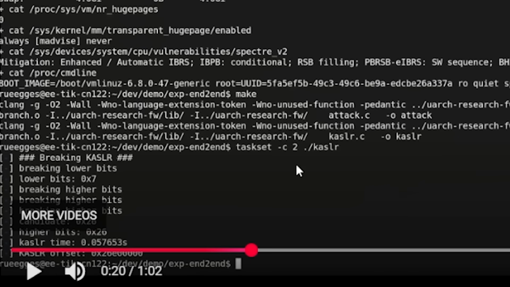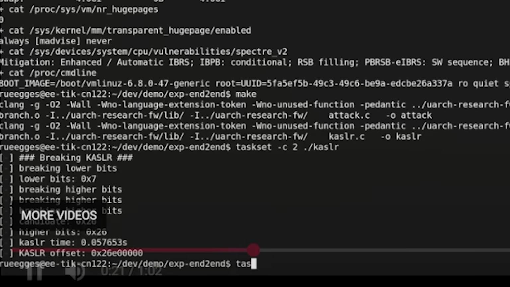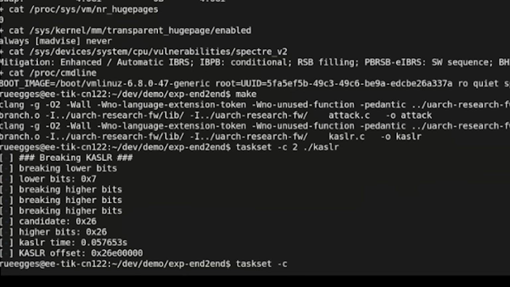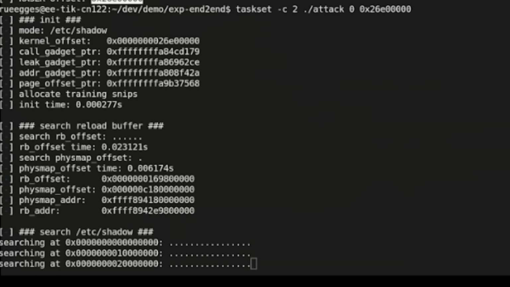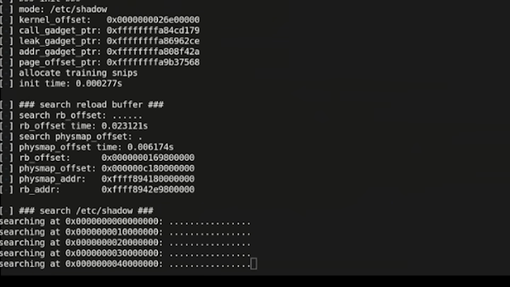So what they just did here is they broke kernel ASLR, right? They used this method of leaking information to leak the offset of the kernel. And then from there, they're able to use this method to leak an arbitrary amount of data from the base of the kernel up to the top of the kernel. And they're searching for the contents of /etc/shadow, which is loaded into memory by the kernel.